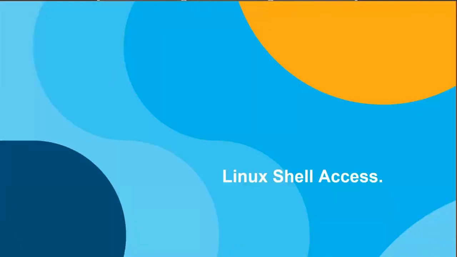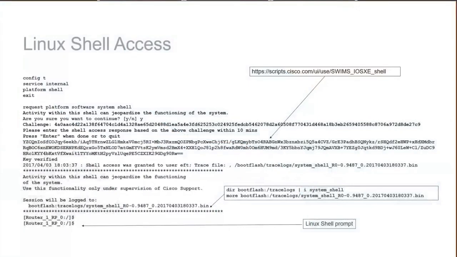As I was telling, we have an underlying Linux kernel that hosts the iOS as a daemon process. We can access that Linux shell as well, but it needs an extra access permission. We'll have to enable the shell access from the config terminal. These are the commands: service internal, and platform shell. After that, if we execute this command, it will throw a challenge for which we'll have to generate a response and enter it. This will be valid only for 10 minutes.